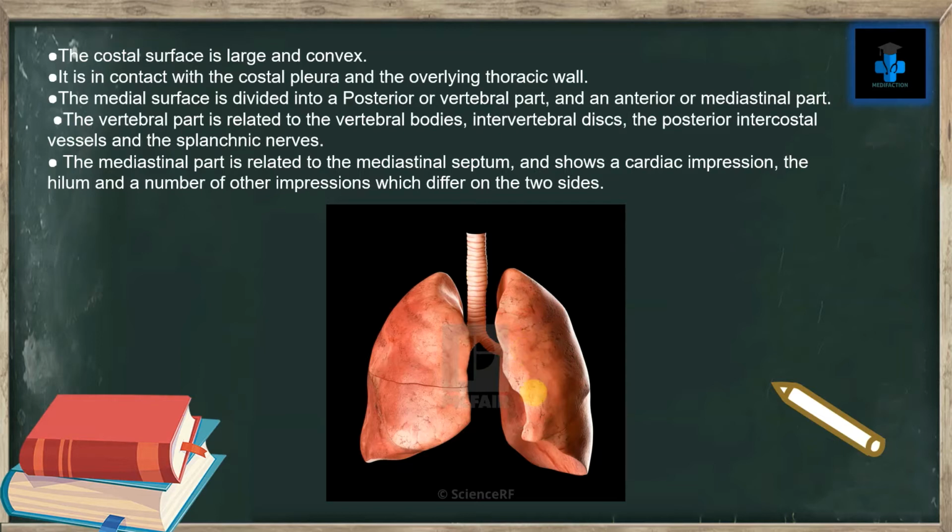The mediastinal part is related to the mediastinal septum and shows a cardiac impression on the hilum. Here you can see the cardiac impression, and a number of other impressions which differ on the two sides.